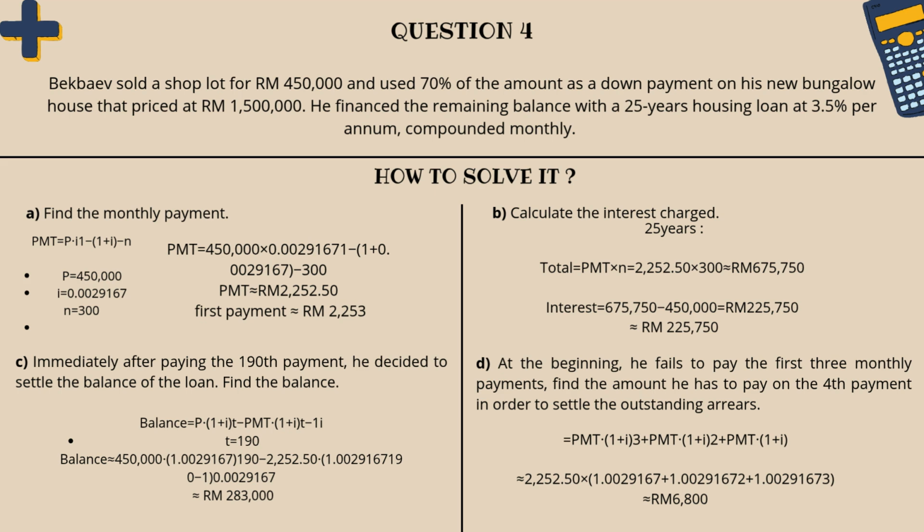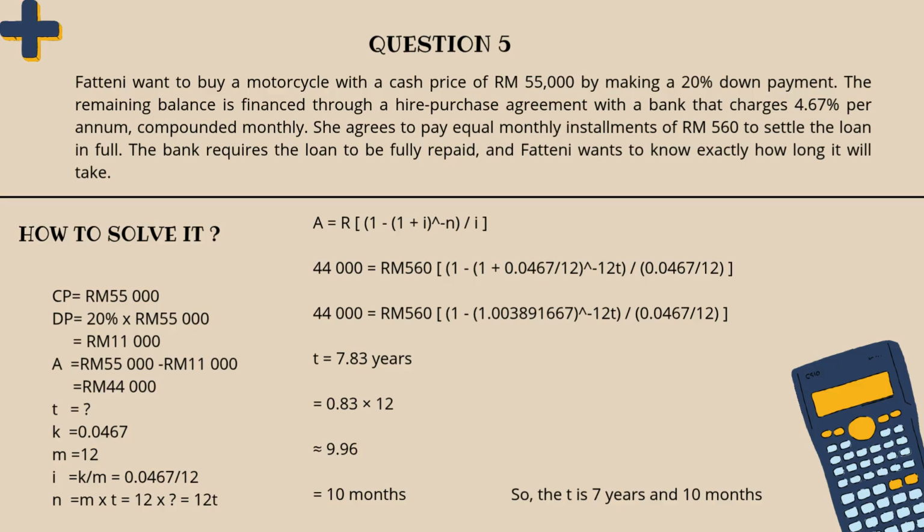Question D, at the beginning, he fails to pay the first 3 monthly payments. Find the amount he has to pay for the 4th payment in order to settle the outstanding arrears. So our calculation will start with 2,252.50 multiplied by 1.00291667 plus 1.00291667 squared plus 1.00291667 cubed, and it equals 6,800 ringgit.